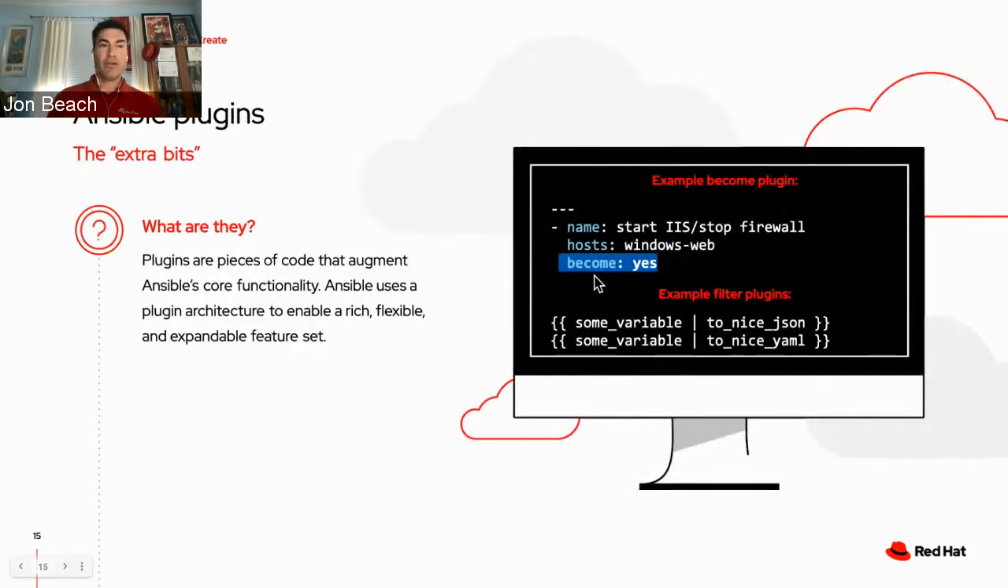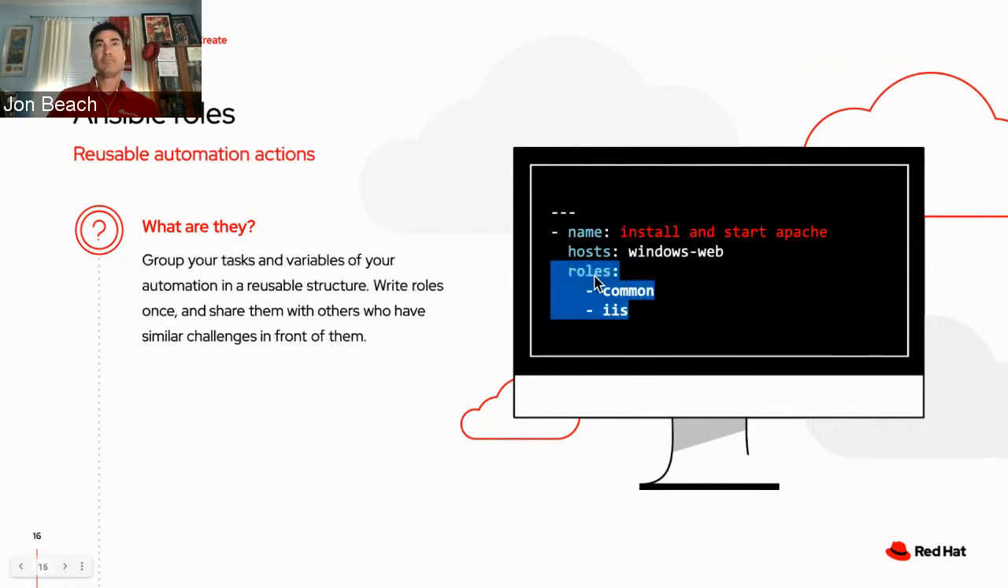So plugins, right? The plugins are the pieces of the code that augment Ansible's core functionality. Like I mentioned earlier, the become thing in the play is a plugin itself, right? So we're going to become a different user. So roles are a group of tasks and variables that makes these groups and variables and plays reusable. And I'll show you an example of that coming up in my example further down the line.